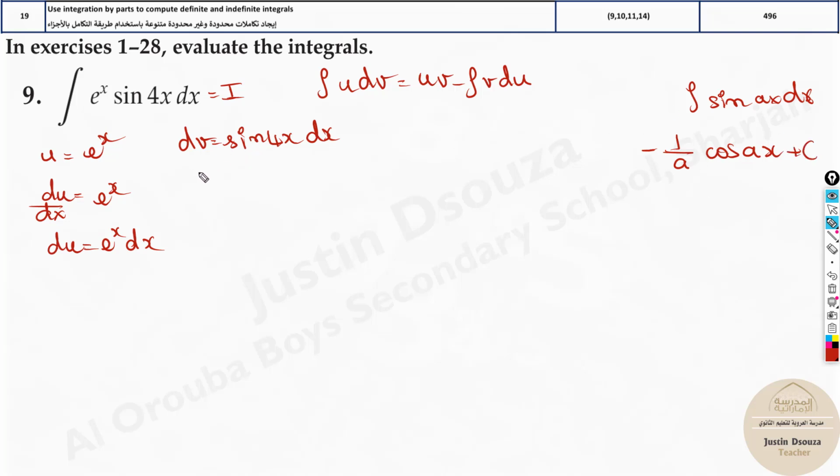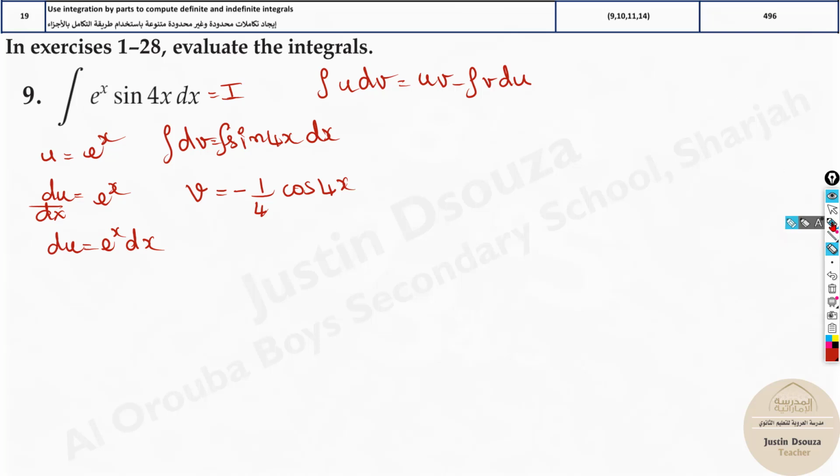So this is the formula. Now over here, when you integrate on both sides, we get v is equal to minus, a is 4 here, 1/4 cosine 4x. We don't write c here, we write it at the end. So that is the formula which we use. Now we have all we need, u, du and v. So let's put it in this formula.